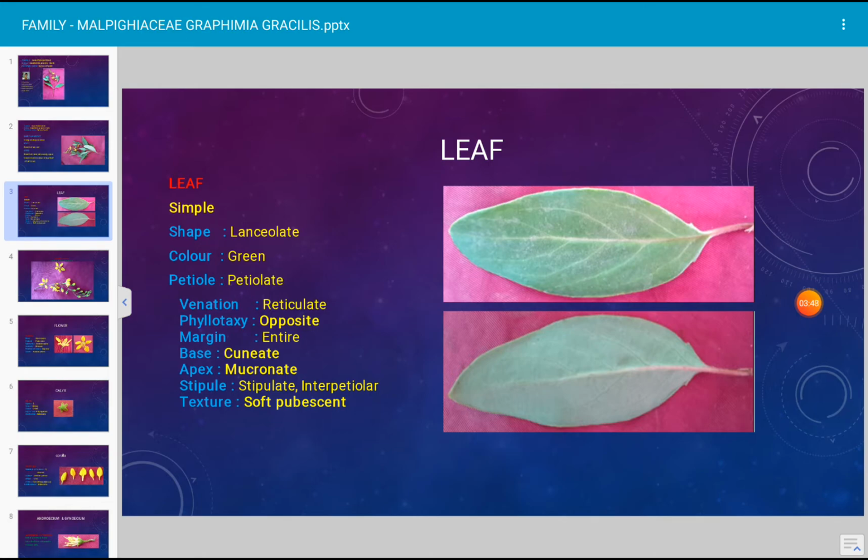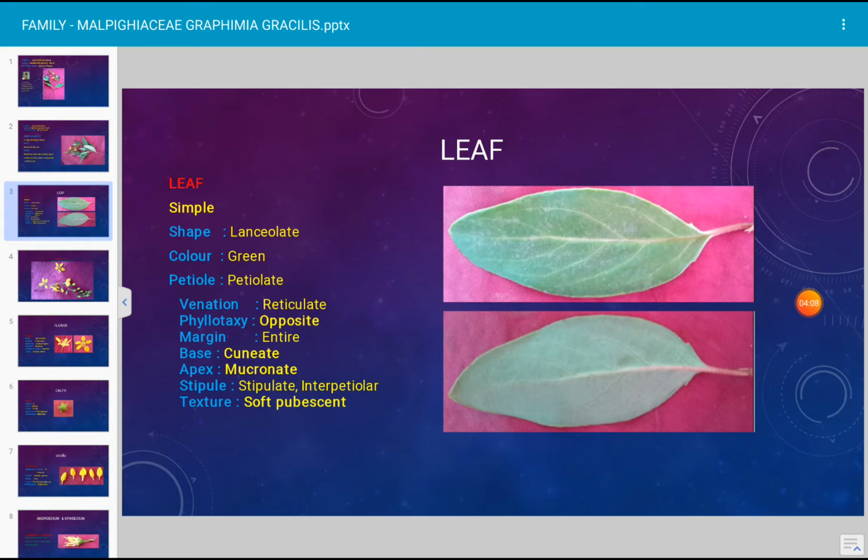Okay. Apex of the leaf, it is mucronate. What is mucronate? Apex is mucronate. That means the apex means end region. The leaf apex ending abruptly in a short point. Such apex is described as mucronate.